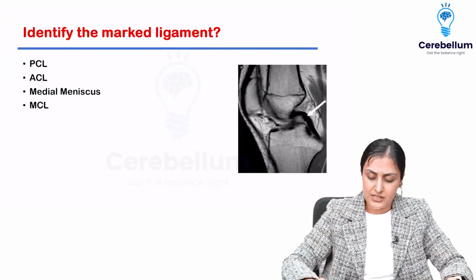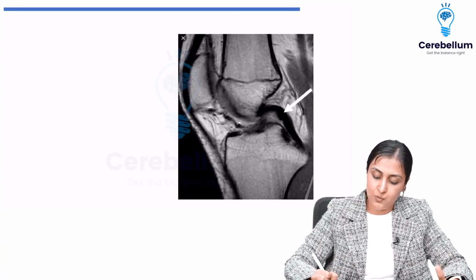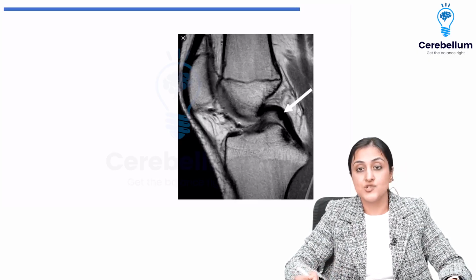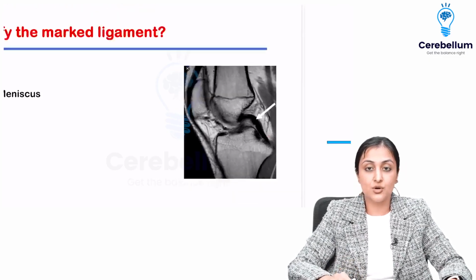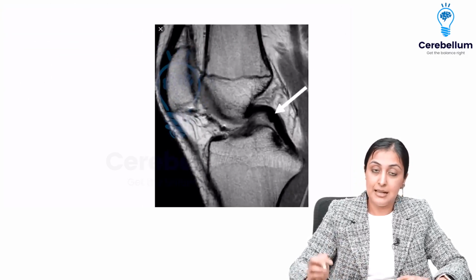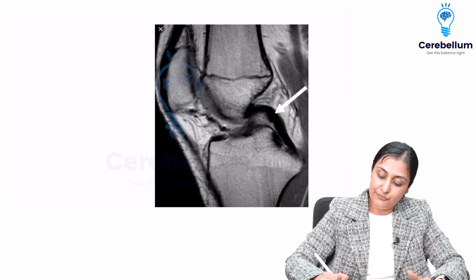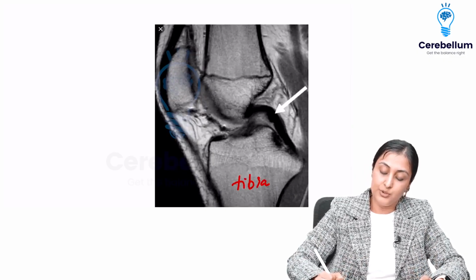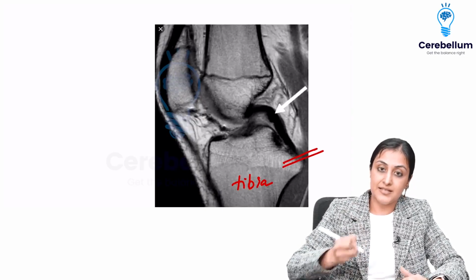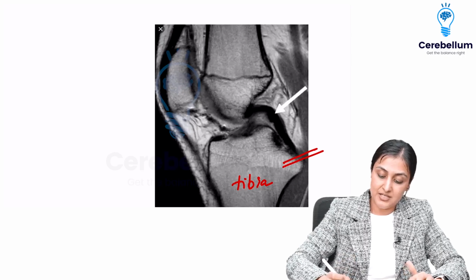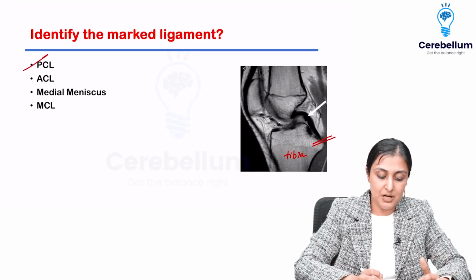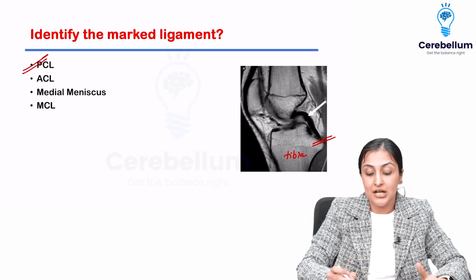Marked ligament, we studied this in ortho. This is the cruciate ligament. Now, cruciate ligament means it crosses. So when something crosses across the joint, it's cruciate. Is it ACL? Is it PCL? The naming is on the basis of where on the tibia they insert. If it inserts posteriorly on the tibia, it's PCL. If it inserts anteriorly on the tibia, it's ACL. So in this case, it becomes the posterior cruciate ligament.